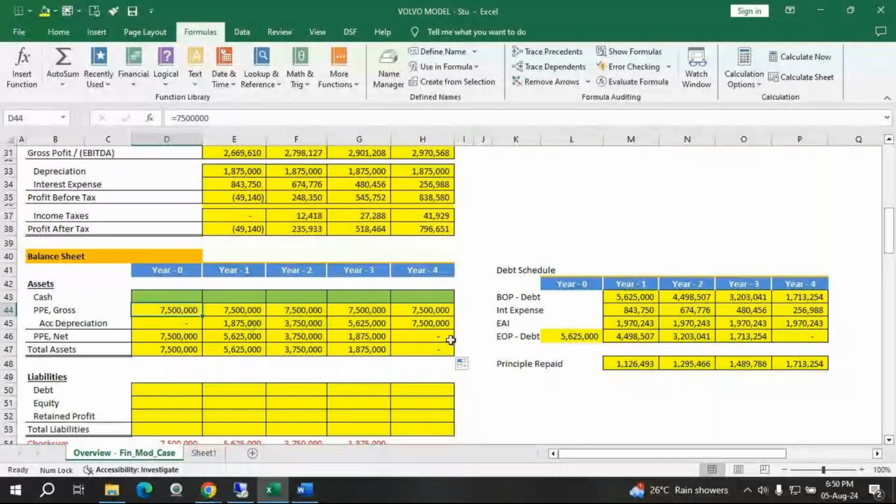Initial cost of the bus, year zero, will be 75 lakh. In the first year, the value of the bus after the depreciation is 56 lakhs 25,000. After the second year's depreciation, the value of the bus reduces further. In the third year and fourth year, the value of the bus becomes zero. Okay, ma'am. So I'll show you the formula. You people can try.